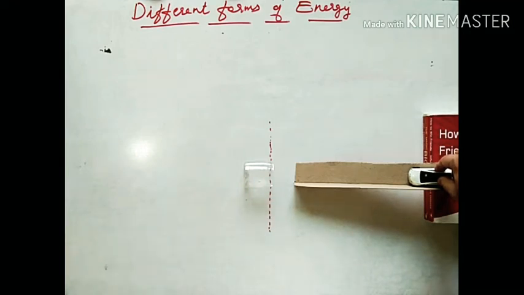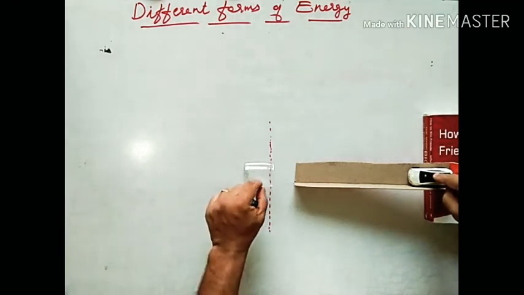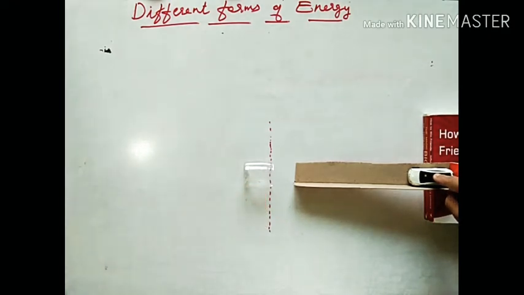If I leave this body, what happens? The potential energy gradually is getting converted into kinetic energy. Now the body is at rest. If I leave this body, the body is set in motion, its potential energy is getting converted into kinetic energy, and kinetic energy will do a certain amount of work by pushing this object further away. Let us see what happens.